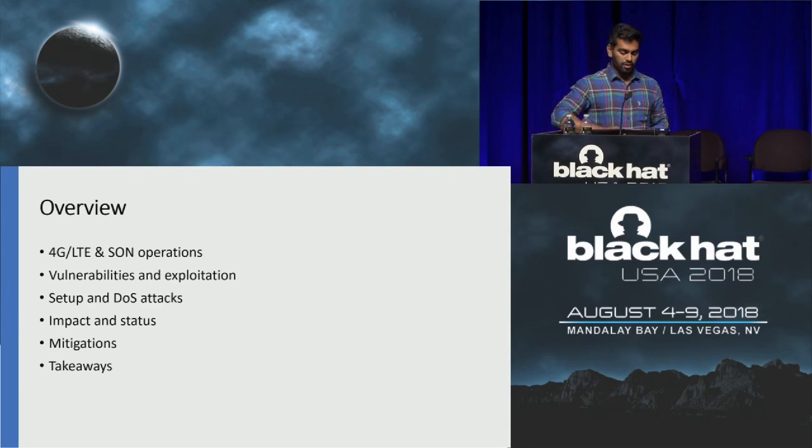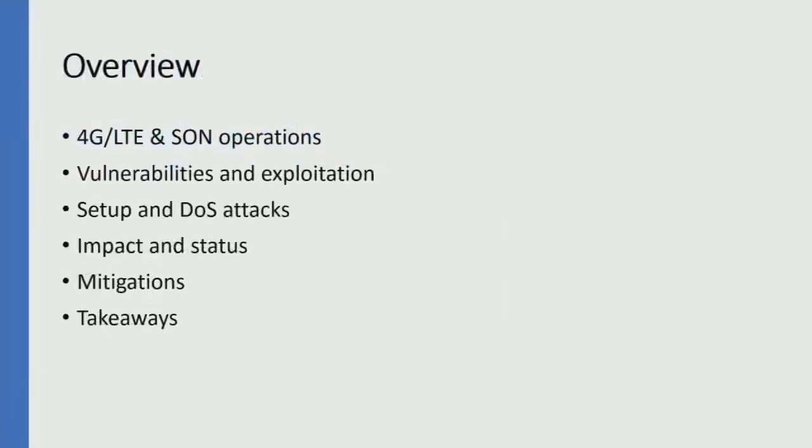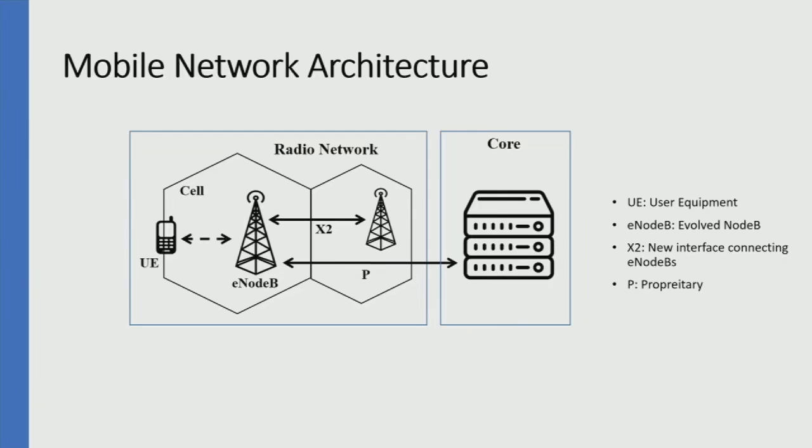The talk is going to be about this: I give you an introduction about what 4G LTE is, maybe if somebody doesn't know, and what kind of automated operations are being performed in the mobile networks. Followed by this, I will present the vulnerabilities, how we exploit them, and the kind of setup we used. You will see 3 types of denial of service attacks in the whole presentation, and the kind of impact they generate, and the status of the vulnerabilities, with whom we disclosed them, and what the status is now. Also, I will end with some mitigations and nice takeaways for you.